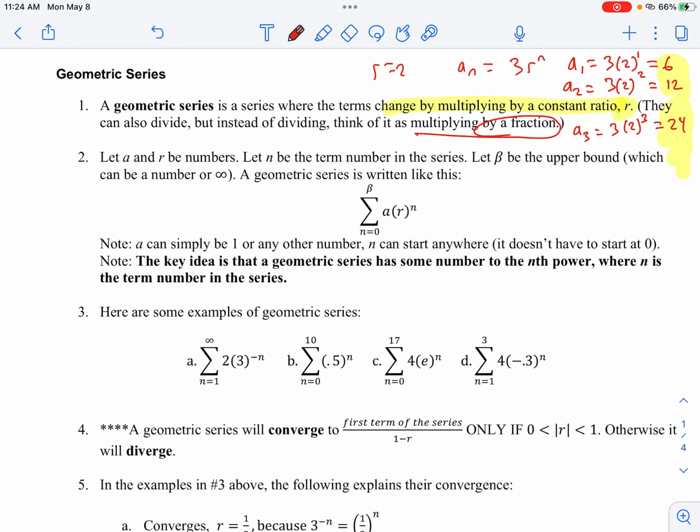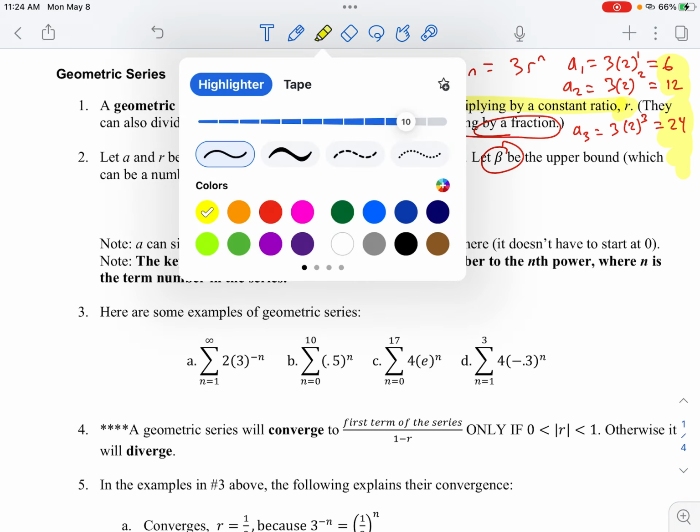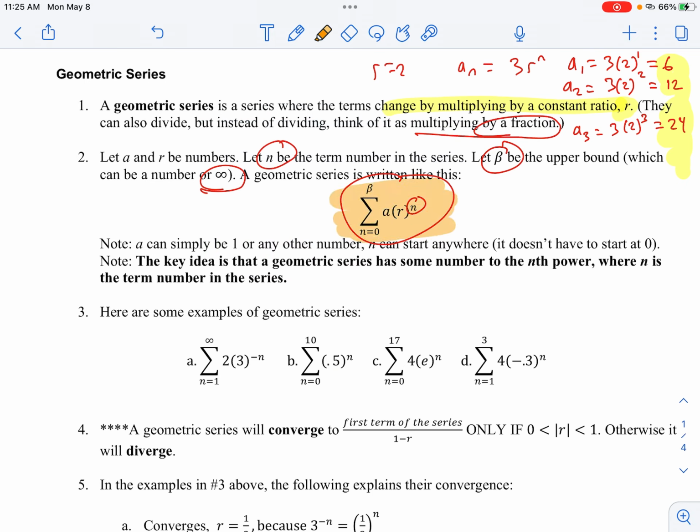All right, so let a and r be numbers. Number 2, let n be the term number in the series. So how many are we going to look at in this sequence? Let b be the upper bound, and that can be a number, or often it's infinity. And so this is how we write a geometric series. I'm going to highlight this in orange. Important to learn the 3 foundational parts of a geometric series. A is just some number that makes the function more interesting. R is whatever your common or constant ratio is, and n is what term number you're on.